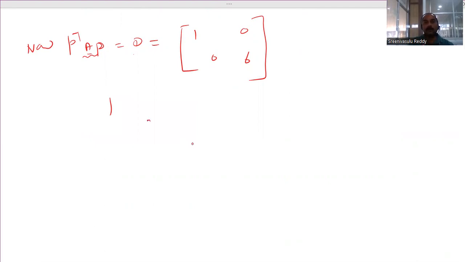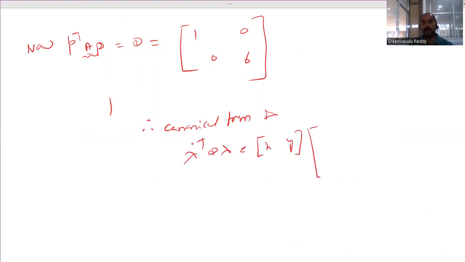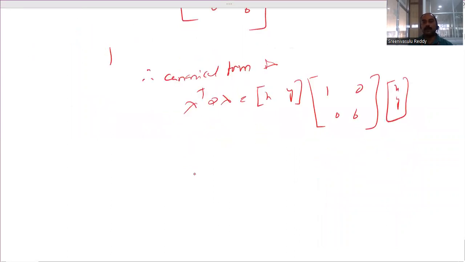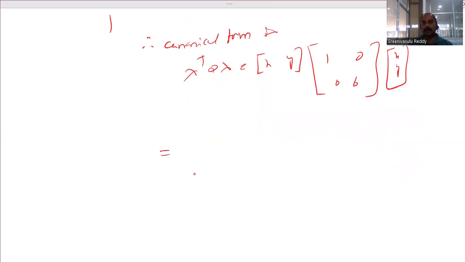Therefore, the canonical form is X transpose DX. X transpose means take the two variables row-wise. D is the diagonal matrix. Finally, we get x square plus 6y square: first eigenvalue into x square plus second eigenvalue into y square. If you have three eigenvalues, third eigenvalue into z square. This is the canonical form.